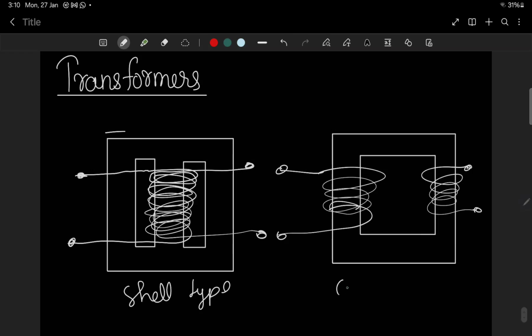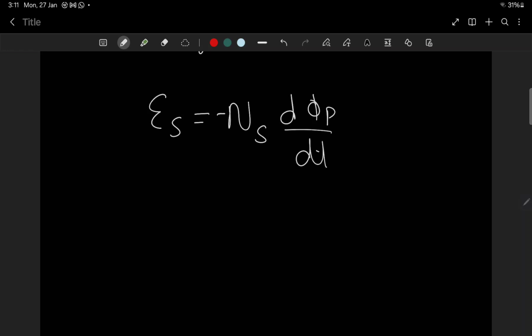This is called core type. Now working. E secondary is equal to what? Minus N of secondary into d phi primary by dt. Right? d phi primary by dt. So that is E primary equal to minus N primary into d phi secondary by dt.